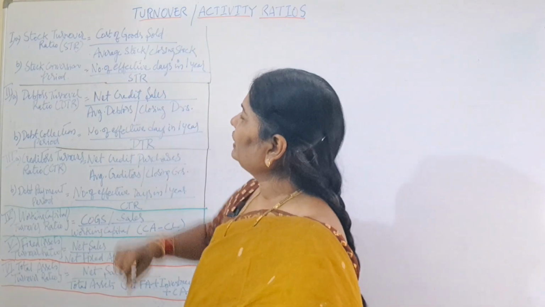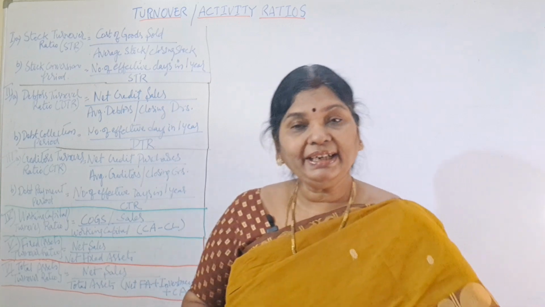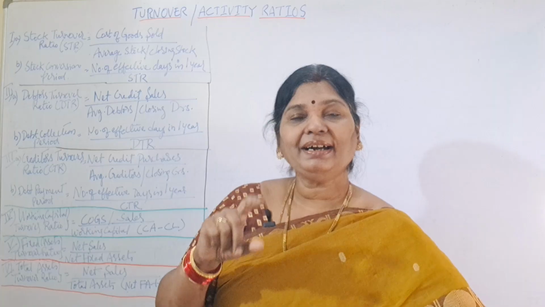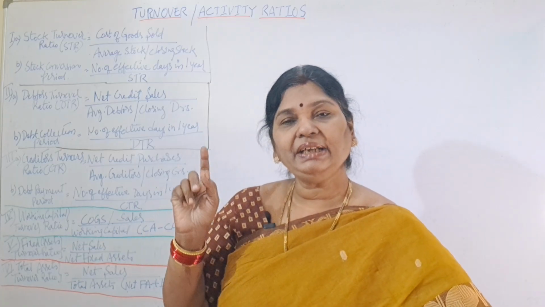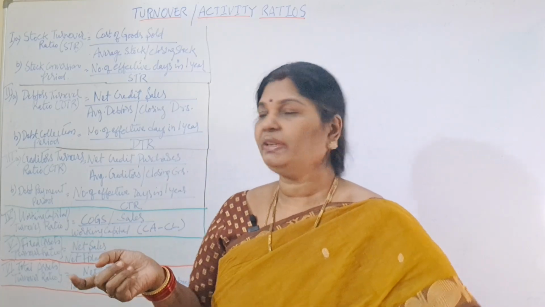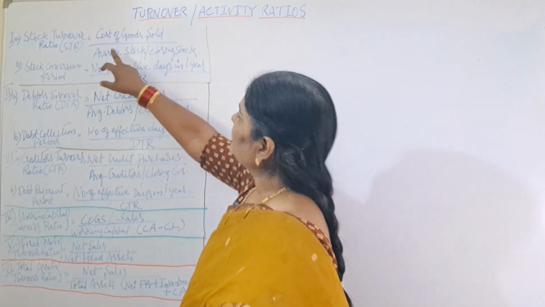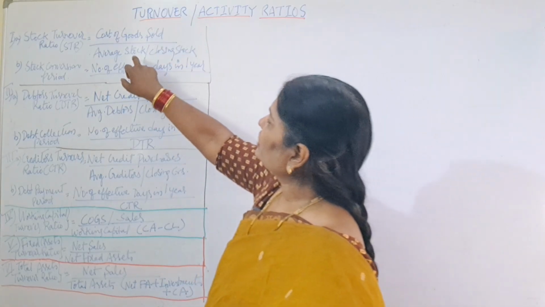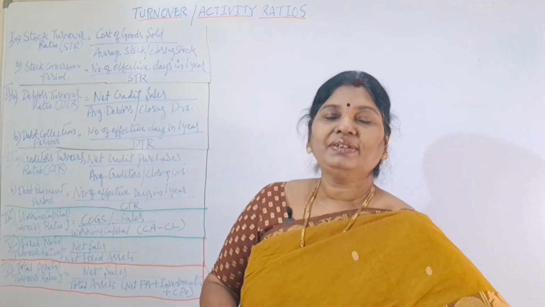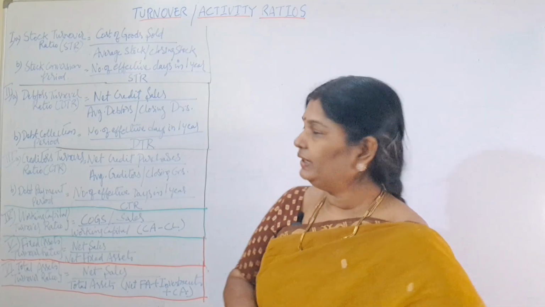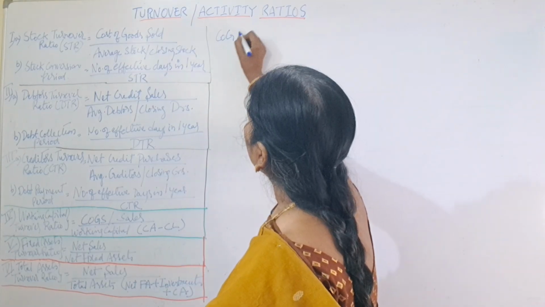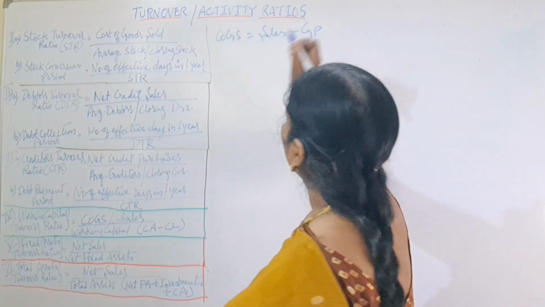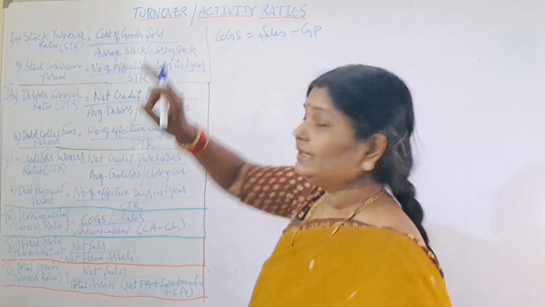Stock turnover ratio is also called inventory turnover ratio. In short form, you will say ITR or STR. ITR means inventory turnover ratio, STR means stock turnover ratio. Stock turnover ratio is equal to cost of goods sold divided by average stock or closing stock. How do you get cost of goods sold? Cost of goods sold is equal to sales minus gross profit. If you deduct gross profit from sales, you will get COGS.